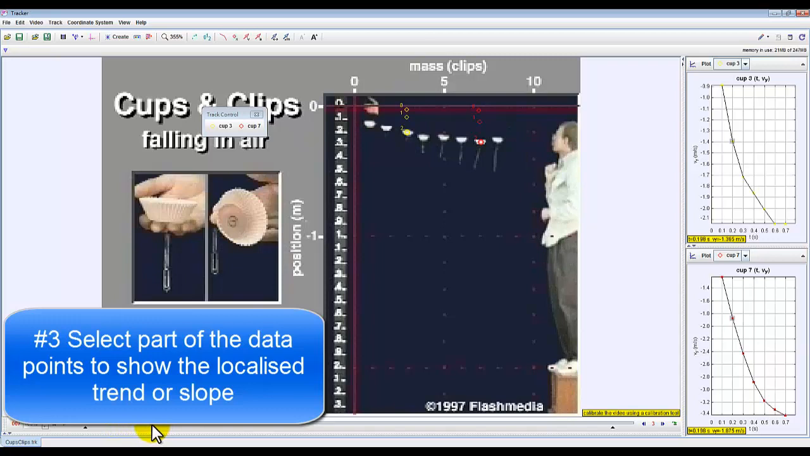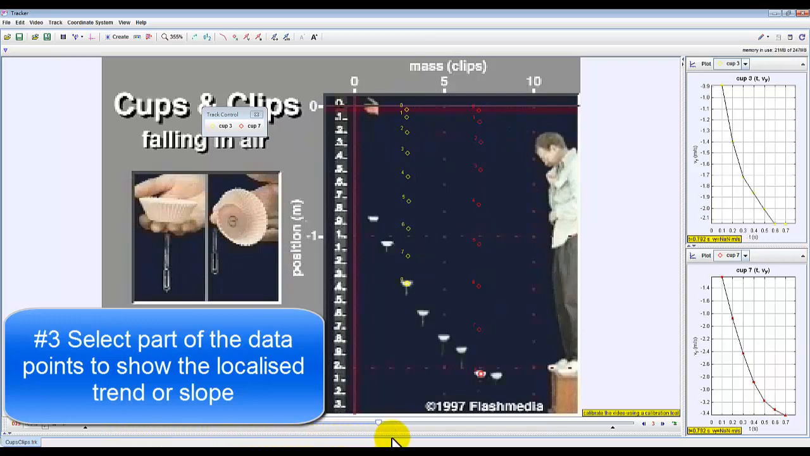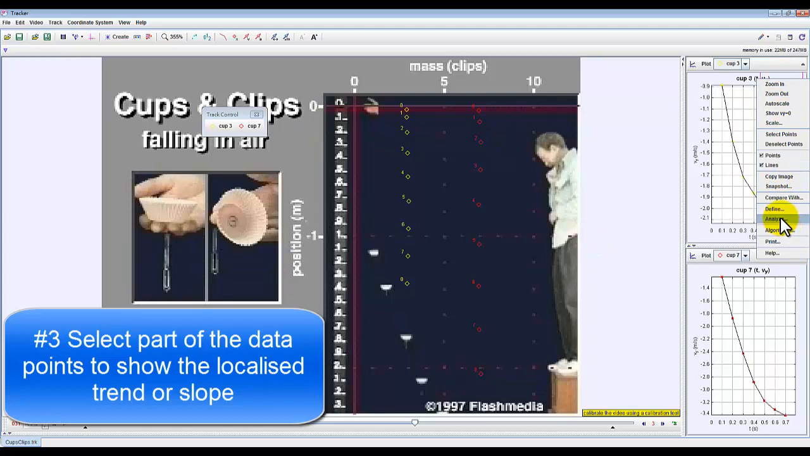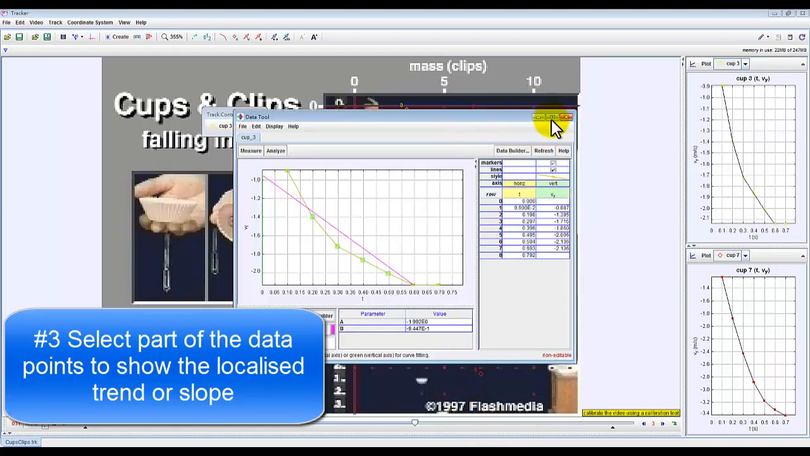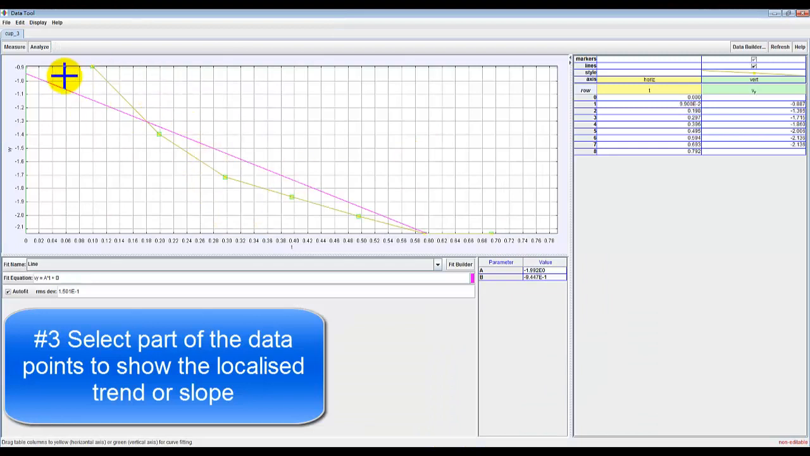Here is a library video I took from the software again, and you can see these are paper cups, and actually both of them will be subjected to air resistance anyway. I will take the yellow one because I think that one is more obviously affected by the air resistance. So I'll click here, click analyze, and I'll be able to find the data here, which shows a line of best fit like this.